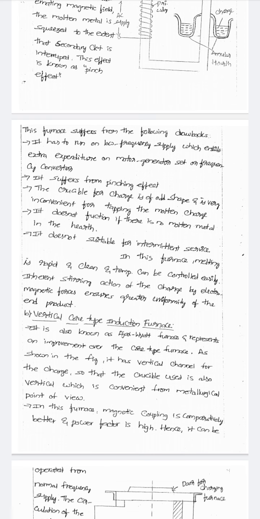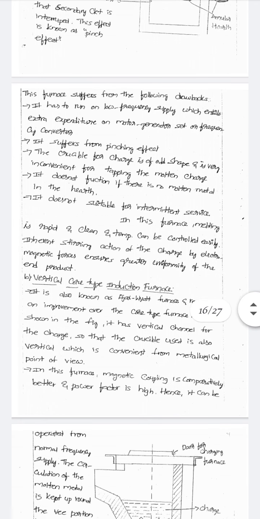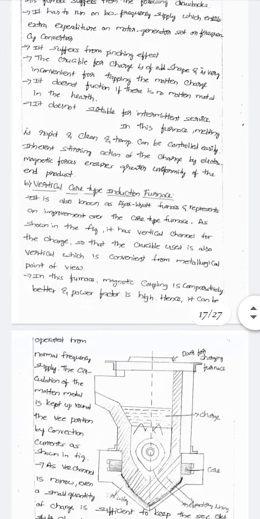Next, it suffers from pinching effect because the secondary circuit is shorted. It isn't suitable for intermittent services. This has already been seen in our types of loads: intermittent loads, continuous loads, and discontinuous loads. And the last drawback: it doesn't function if there is no molten metal in the earth.